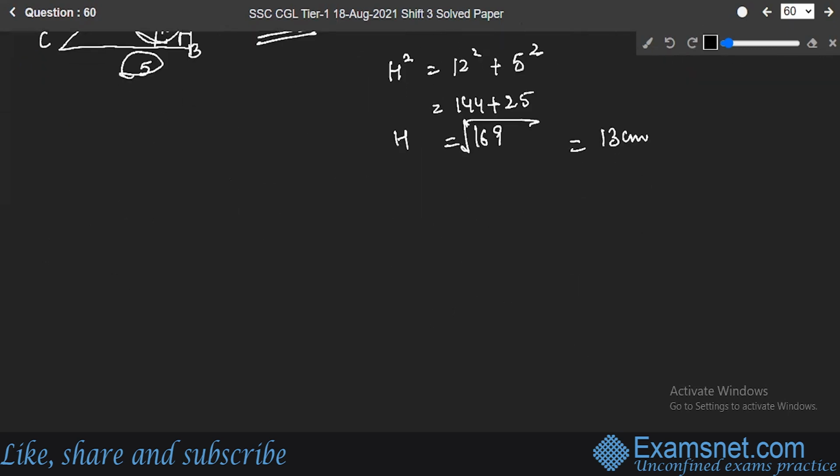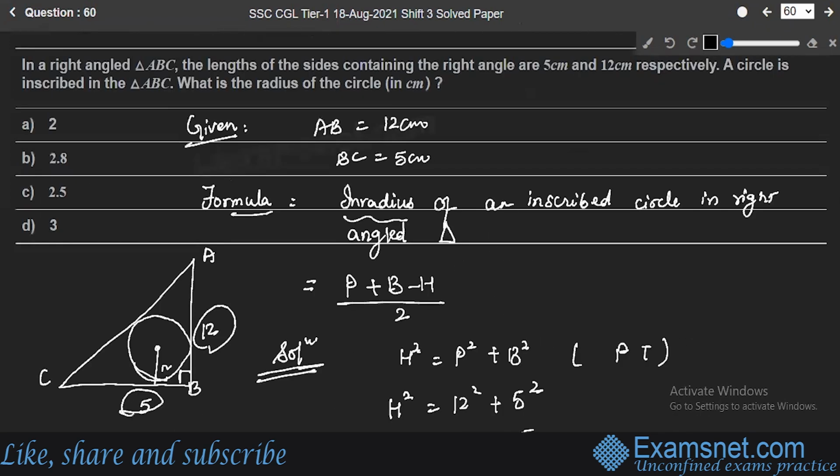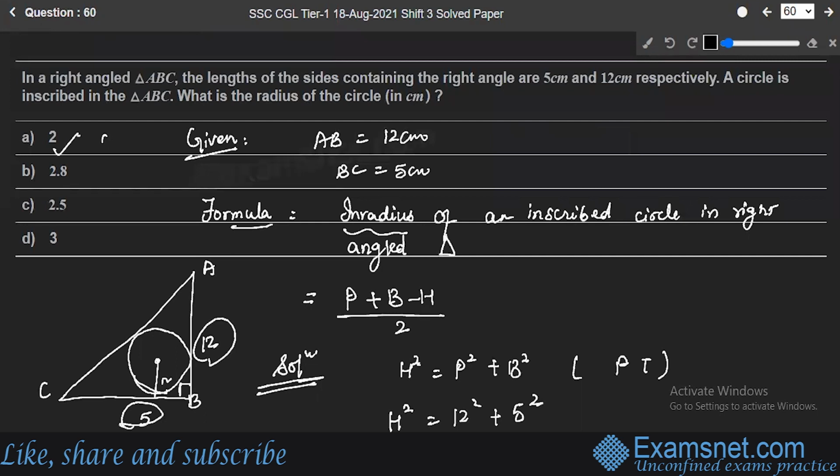So inradius is equal to perpendicular plus base minus hypotenuse upon 2. Perpendicular is 12, base is 5, hypotenuse is 13, upon 2, which will be equal to 4 upon 2, that is equal to 2 centimeters. So the answer to our question is option A, 2 centimeters. Hope you are clear with this.